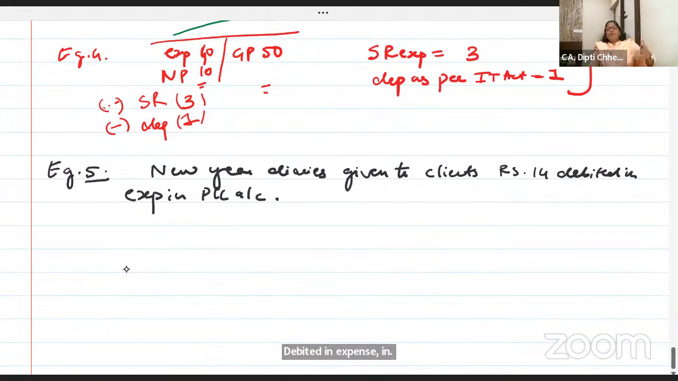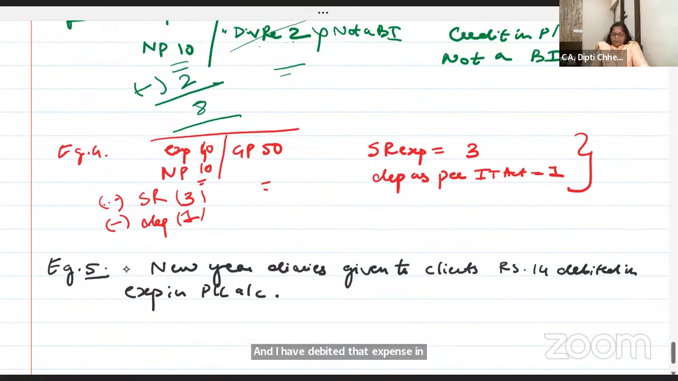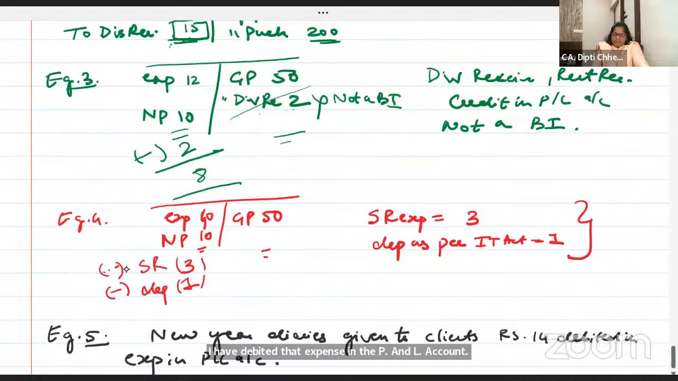You know, on New Year, as my marketing advertisement, I give diaries, New Year diaries with my company's name, to my clients. And that is for 14 rupees. And I have debited that expense in the P&L account. Everywhere I have taken expense as 40, na?